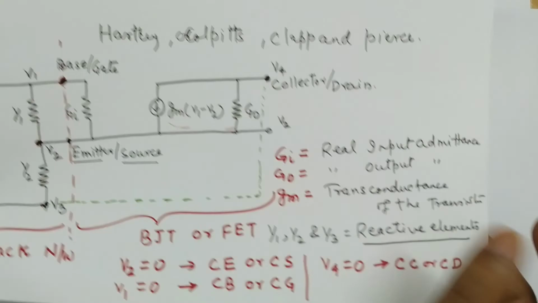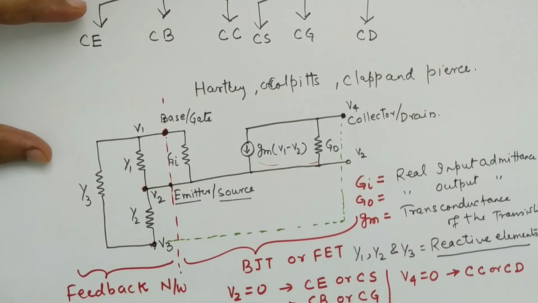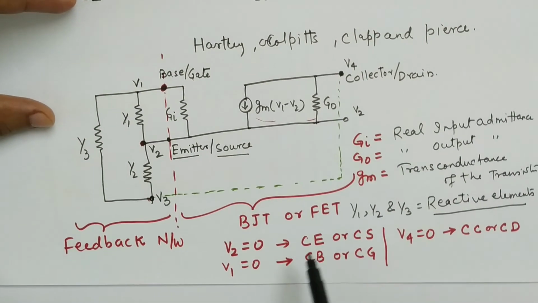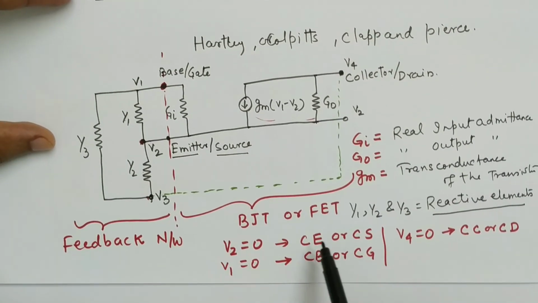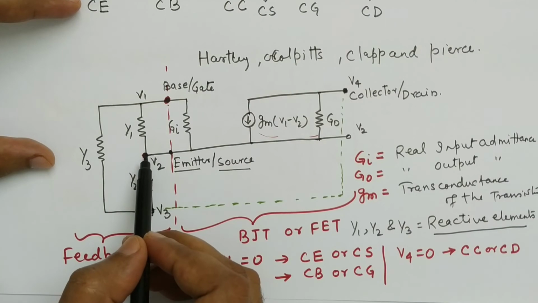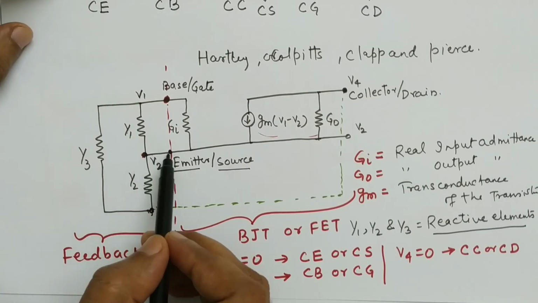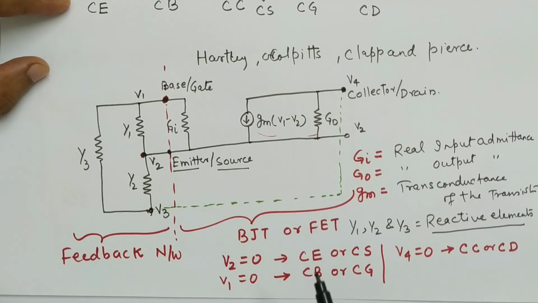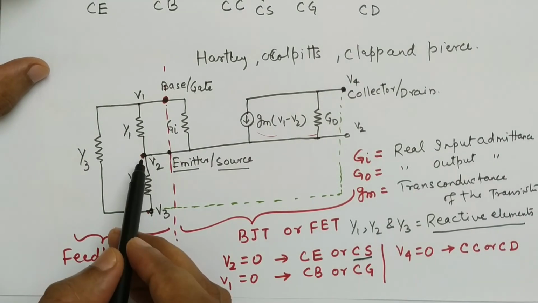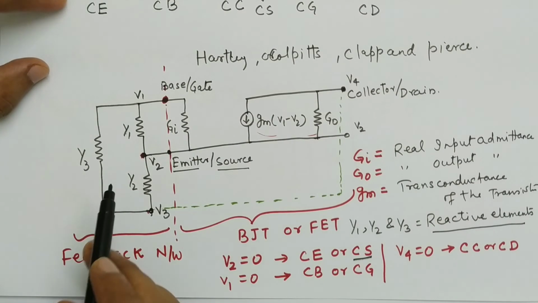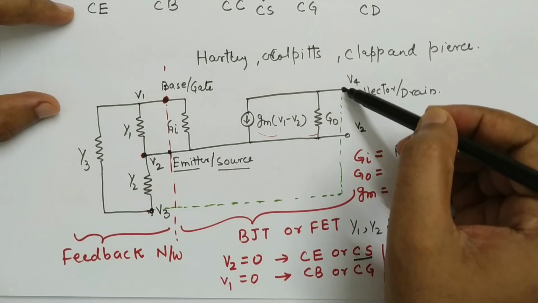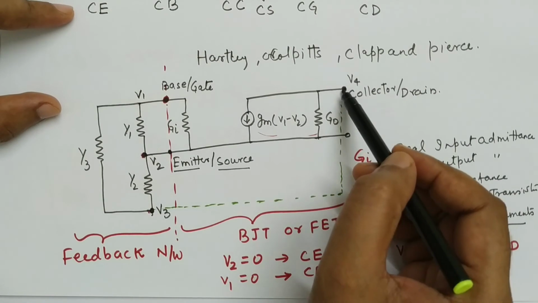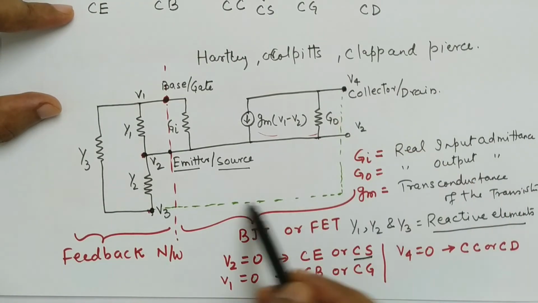Now we are going to take a particular case. As we have discussed previously, for common emitter configuration, since the emitter is connected to node V2, if we make V2 equal to 0, this configuration will become common emitter configuration. Or if we make V2 0 for a FET, this will also be called common source configuration. So we have to put V2 equal to 0 for that. Apart from that, V4 and V3 should be connected for having the feedback network.